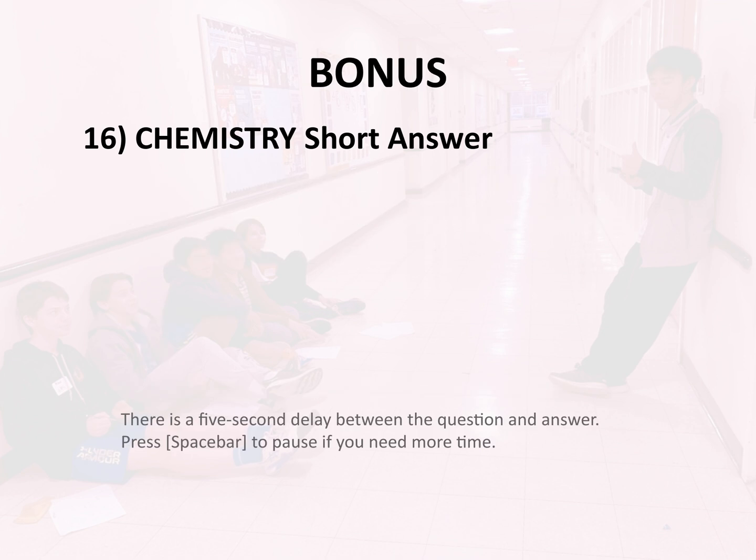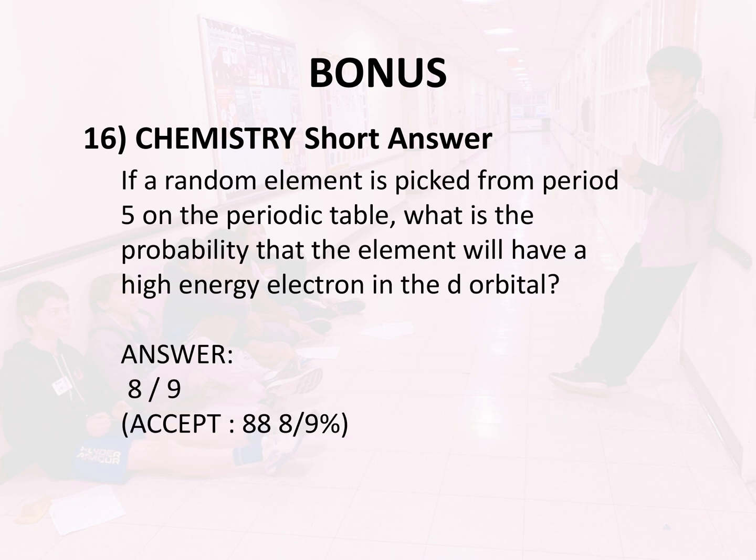Bonus 16. Chemistry. Short answer. If a random element is picked from period 5 on the periodic table, what is the probability that the element will have a high energy electron in the d orbital? Answer, 8/9.